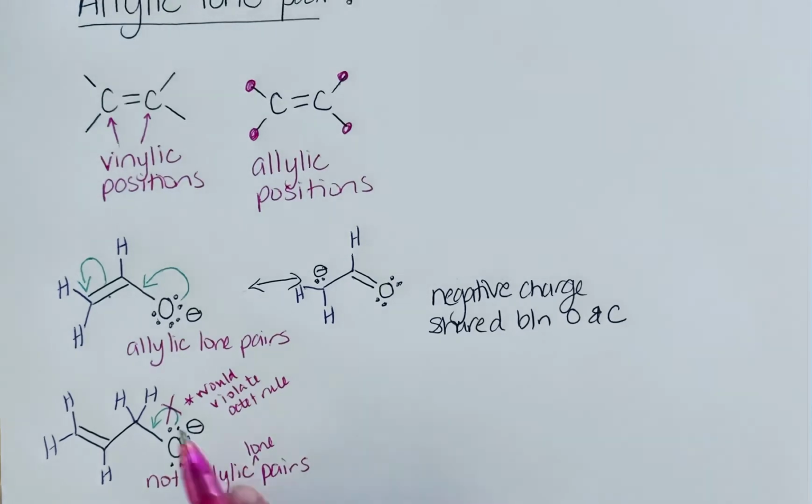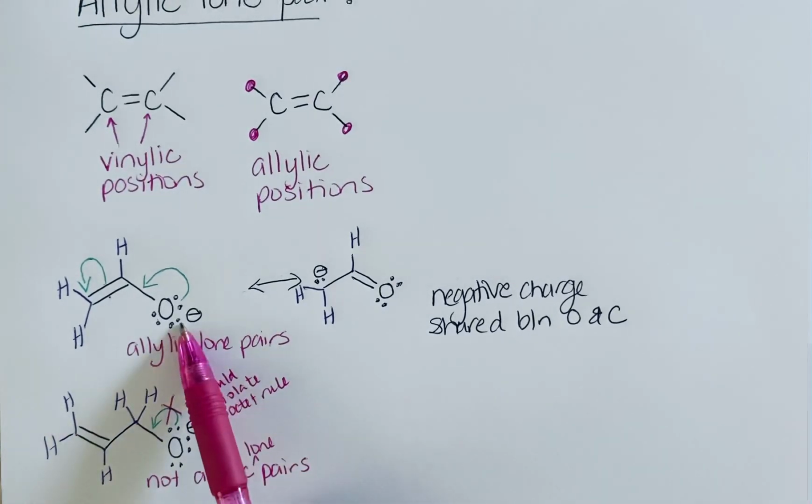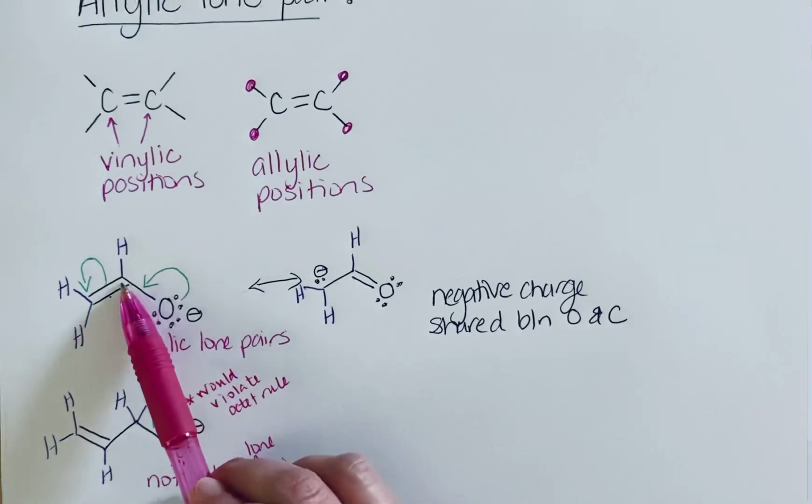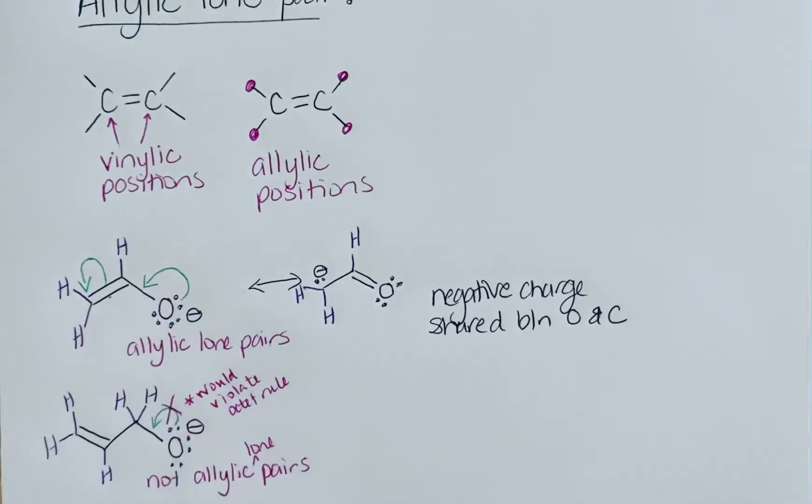So we can do this delocalization as long as your lone pairs are allylic. That means the atom with those lone pairs is directly attached to the atom that has that pi bond.